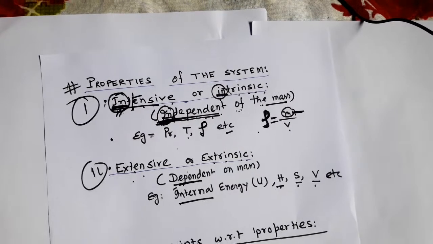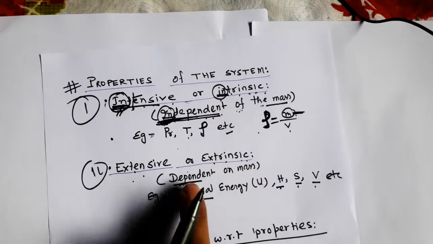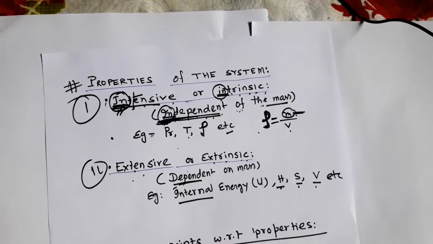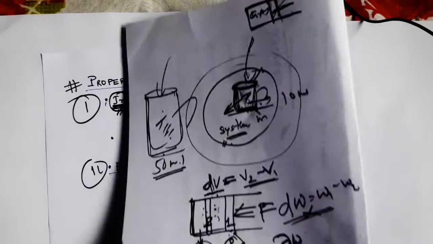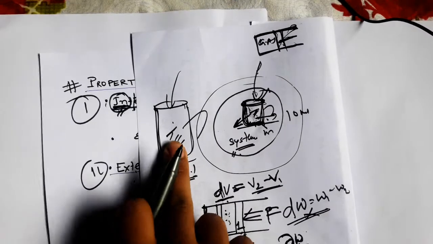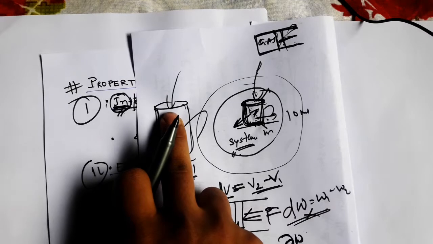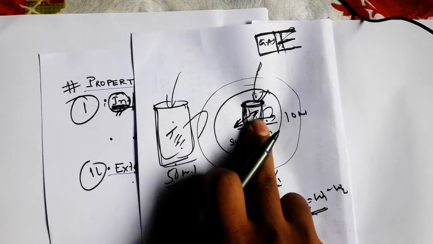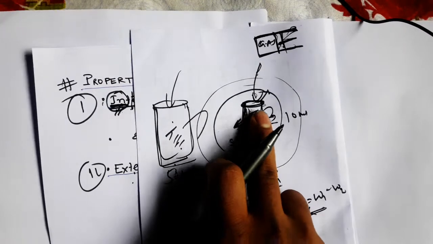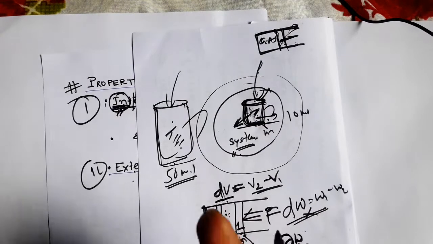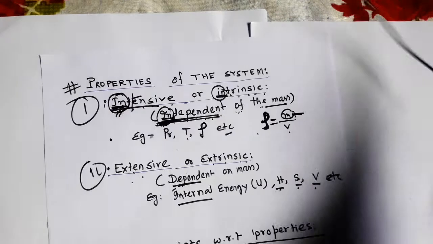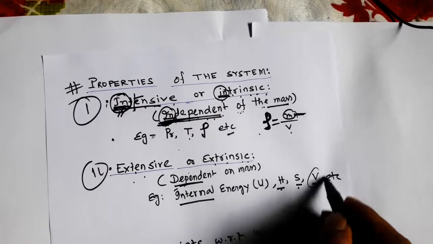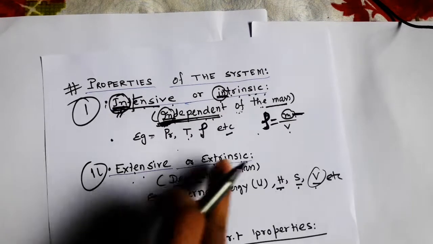But extensive or extrinsic properties are dependent on mass. What are the examples? Internal energy, enthalpy, entropy, volume are the examples of extrinsic property. In that case, mass is maximum, obviously, that's why volume is maximum. In that case, mass is less, that's why volume is also less. So we can say volume is dependent on mass, and that's why volume is an example of extensive property.